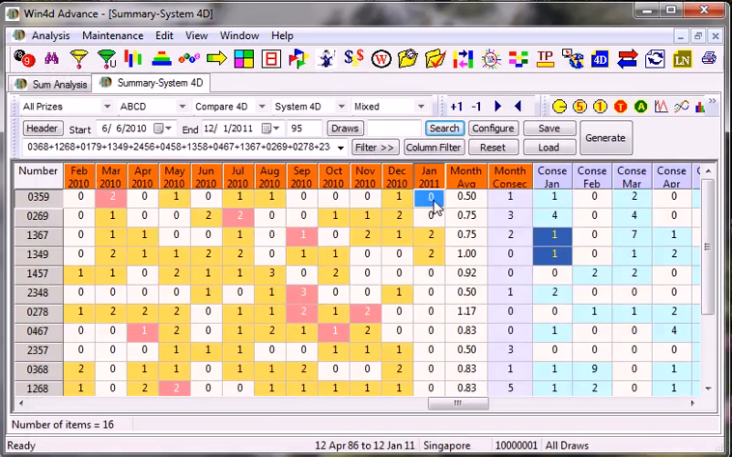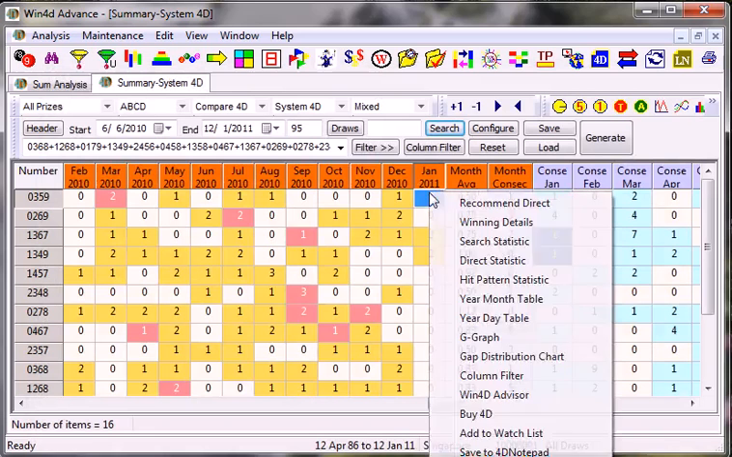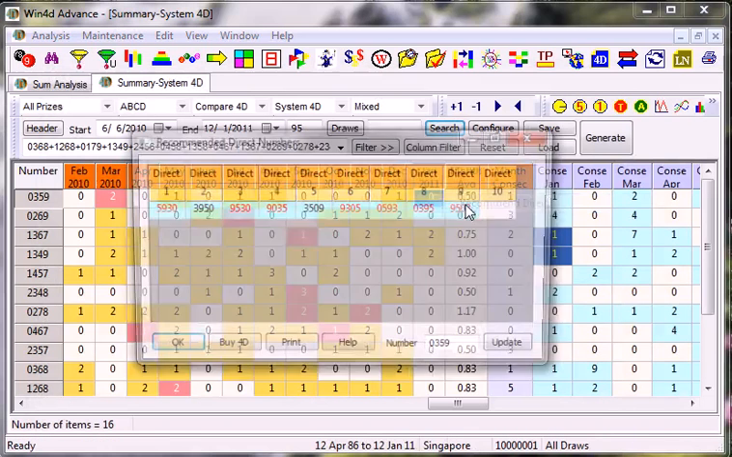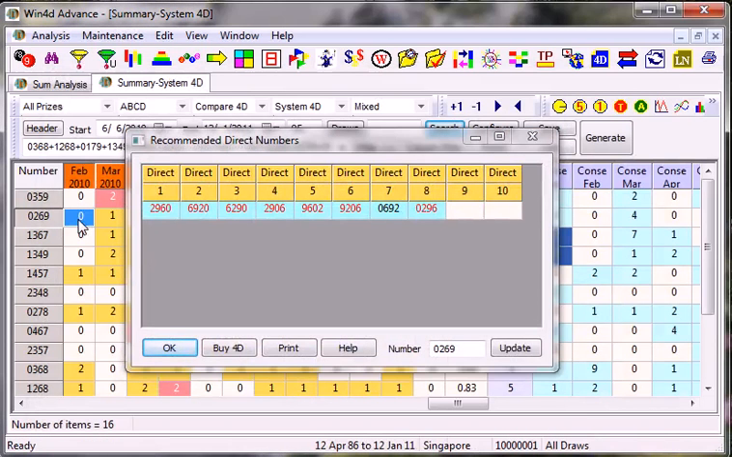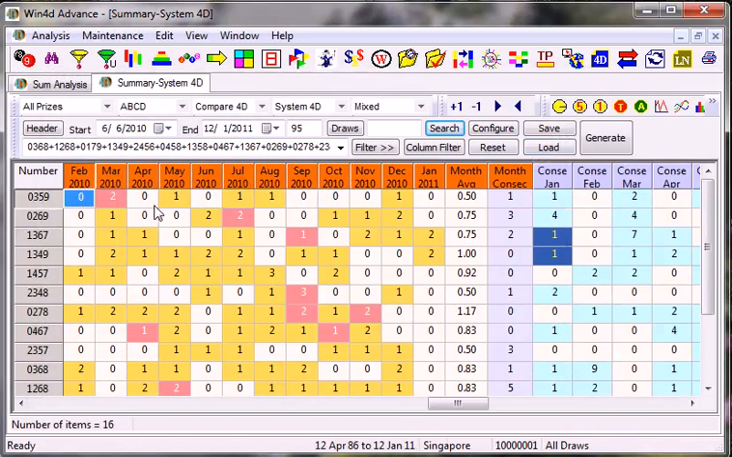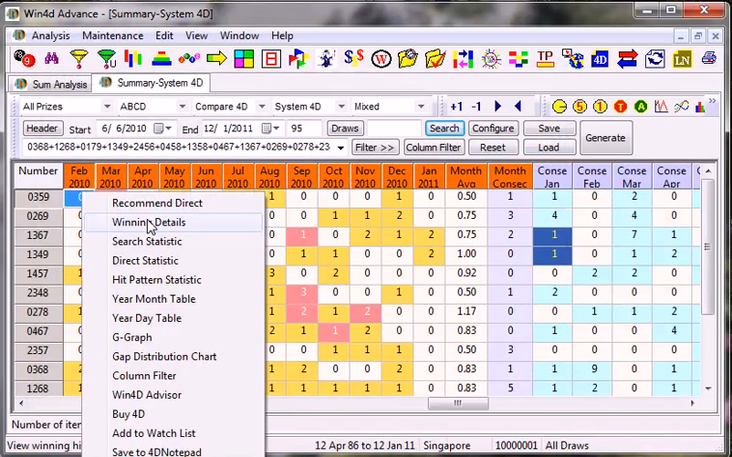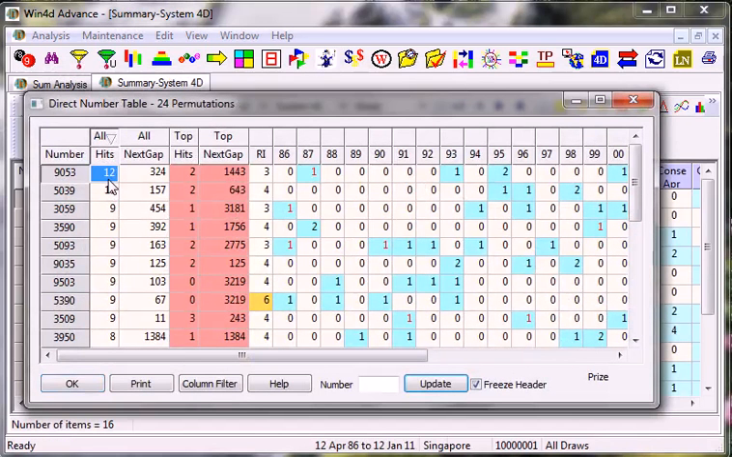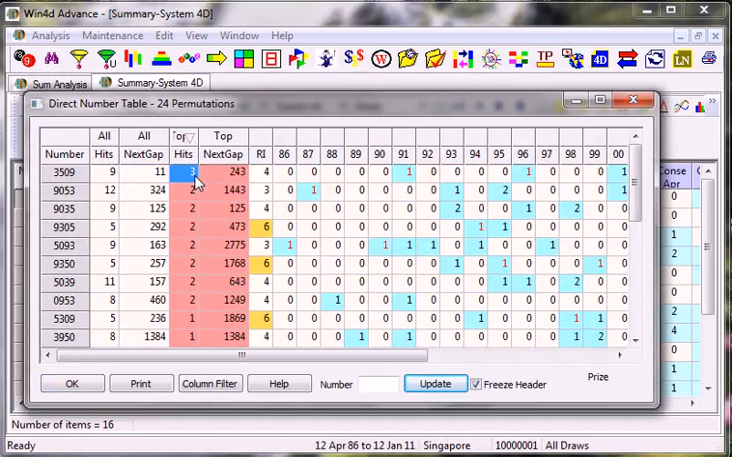If you want to know the best recommended numbers, go into the recommended direct. This is how it goes. Same for 0269. And of course, if you want to know the direct number statistics, all you need to do is go into the direct statistics, and there you go. The best direct number is 9053. In terms of top prize, we have 3509, and we have 9053 as well.